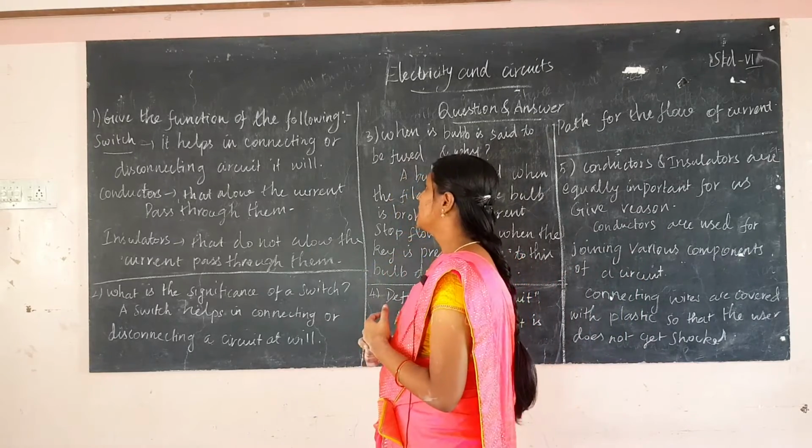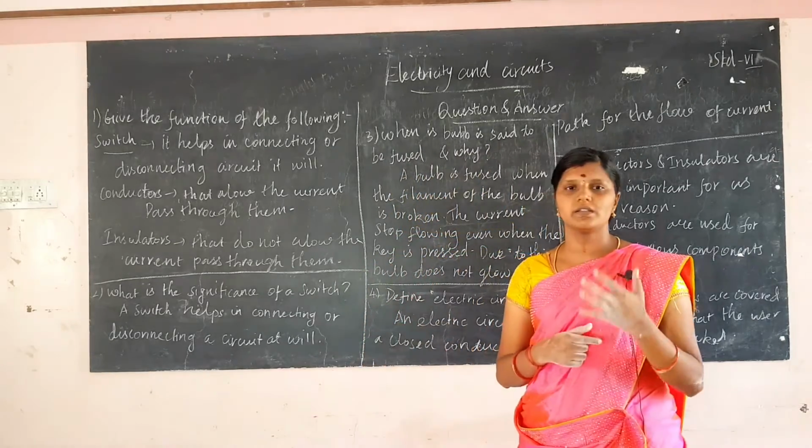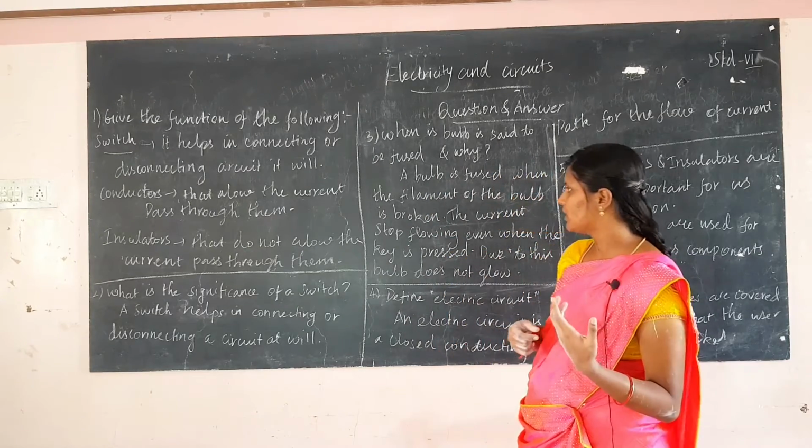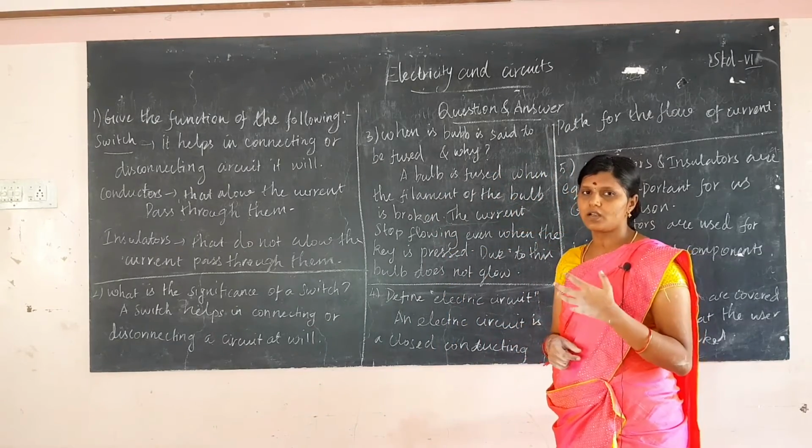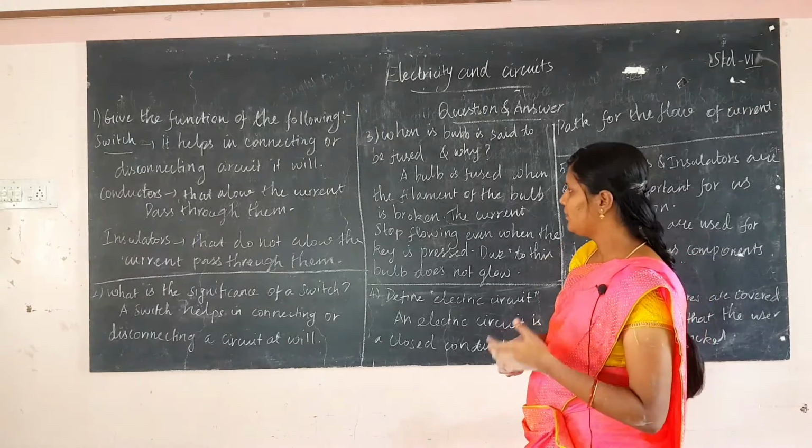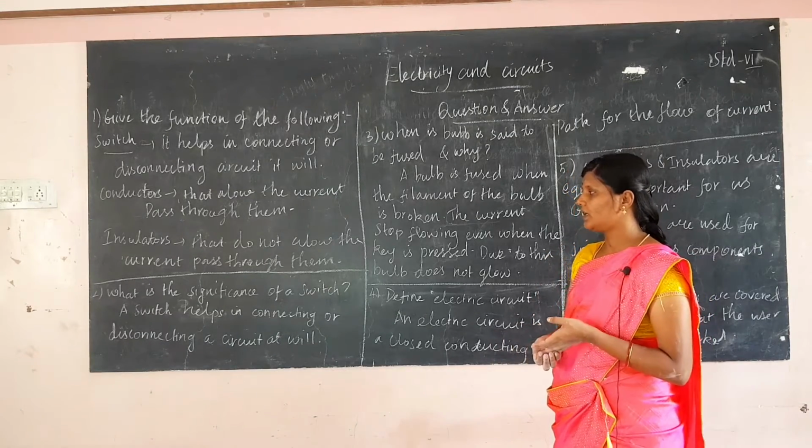Okay, the first question is give the functions of the following. Switch: it helps in connecting or disconnecting the circuit. And next, the function of conductors: the materials that allow the current to pass through them. Okay, insulators do not allow the current to pass through them.